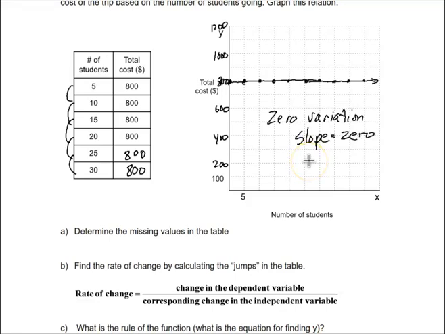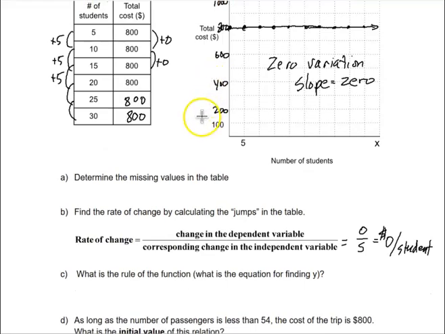So when I go for the rate of change, not that you really need to, this is going up by 0. This is going up by 0. And on the x, it's going up by 5s. And so your rate of change is 0 over 5, which, just to be sure, you do in your calculator, 0 divided by 5, which is equal to 0. Units, $0 per student. You could interpret this as saying the students aren't paying anything, but it just means that it doesn't cost any more money if there's more students.